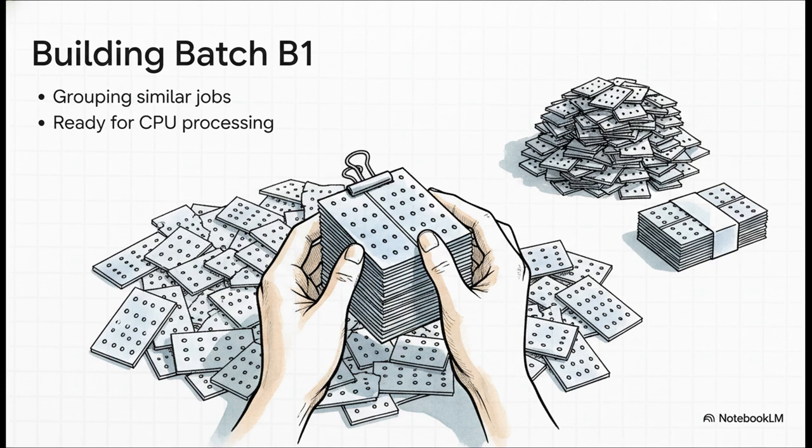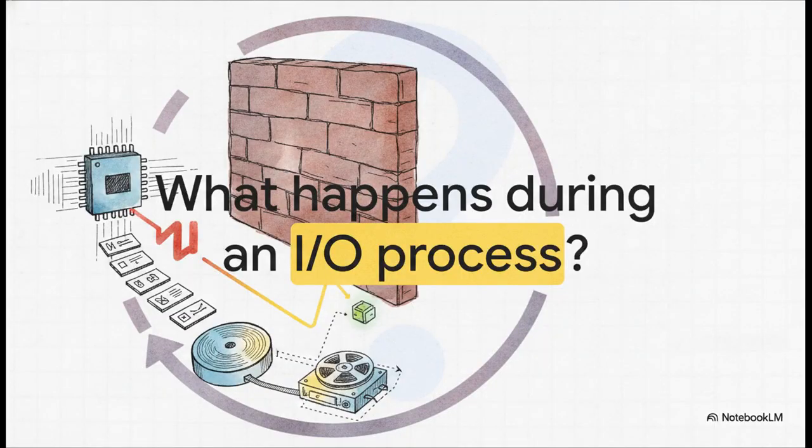The operator would load the cards for batch B1, and the system would pick up the first job, run it, and once it finished, it moves straight to job 2. The whole idea was to keep that highly expensive CPU humming along through similar tasks without constantly reloading it. Makes sense, right? Sounds like a remarkably logical organizational system for the time. But here is where we hit a massive, massive wall.